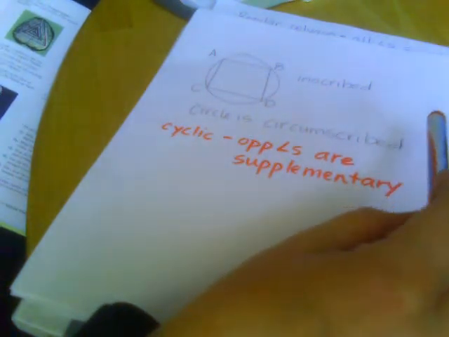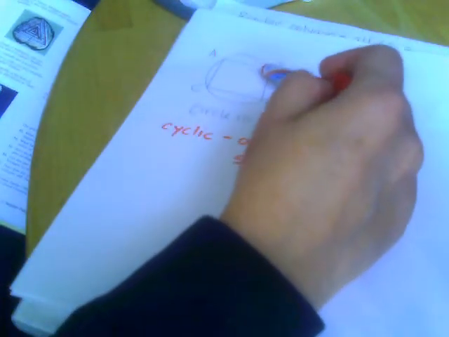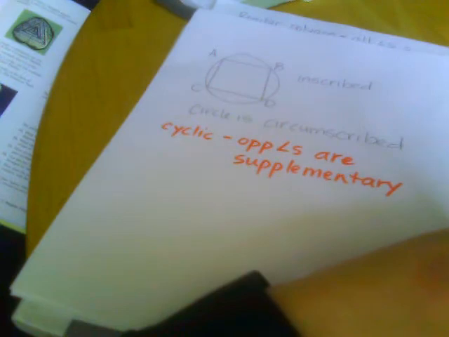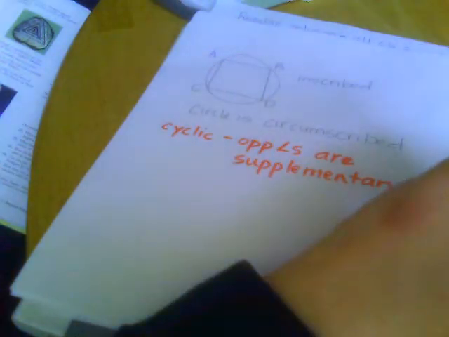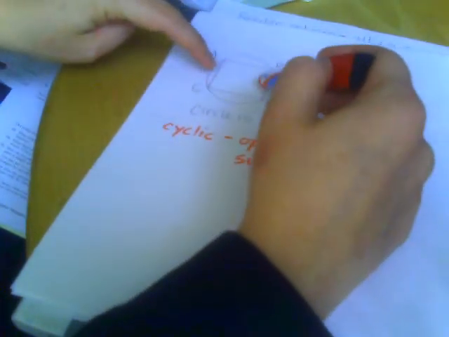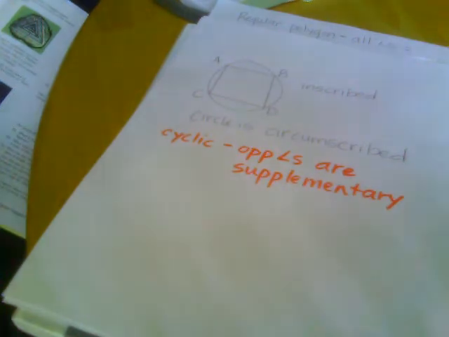Well, a polygon is inscribed in a circle if all the vertices lie on the circle. A circle is circumscribed about the polygon if the vertices lie on the circle. Okay, so those two words, inscribed and circumscribed, you need to know what they mean. We can use the center of a regular polygon as the center of the circumscribed circle.